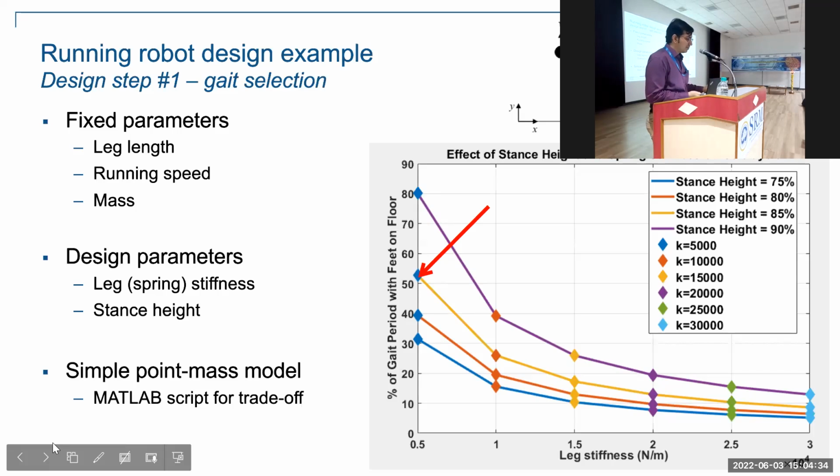Then, using the spring mass model, we are going to build a very simple MATLAB script. We can have plots where I vary the leg stiffness and look at the gait period with the number of feet on the floor. So I can do very simple back-of-the-envelope calculations, and this can be done in MATLAB. So we start with requirements and then we go to the next step.